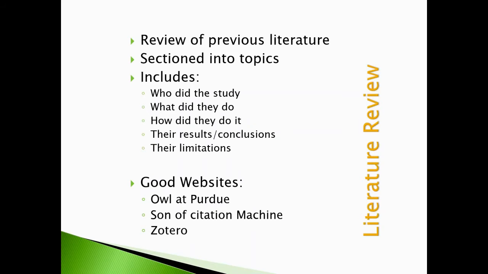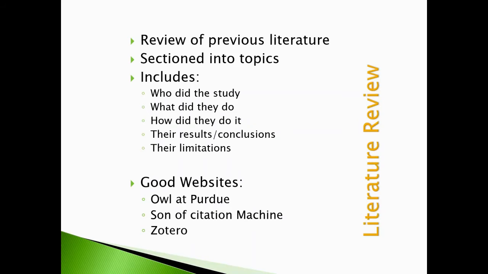So what we do is we gather the papers that we feel are important for the literature review, and with each of those we want to talk about who did the study, what did they do, how did they do it, what were their results, and what were their limitations.